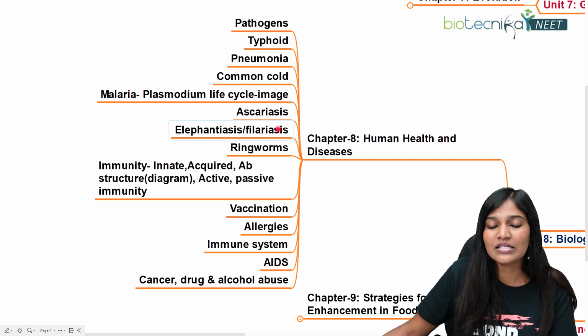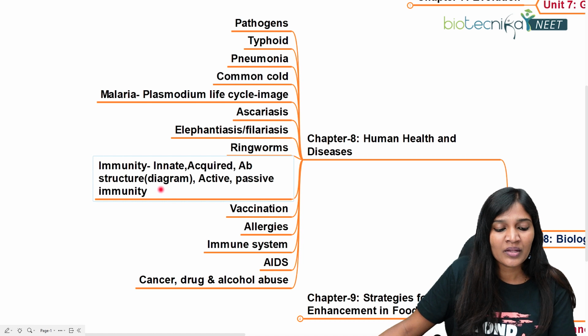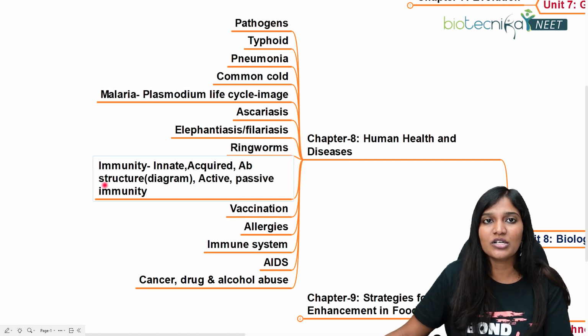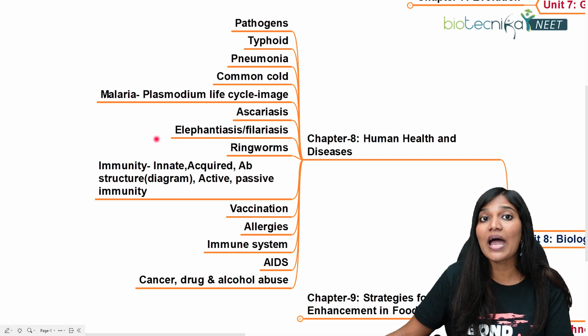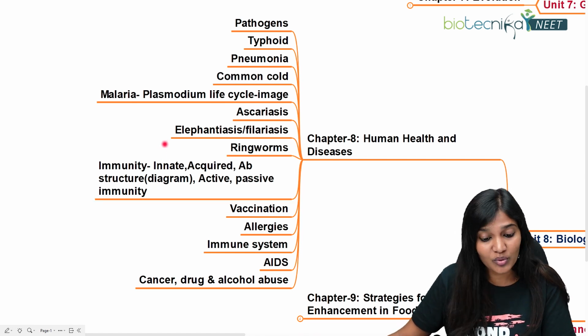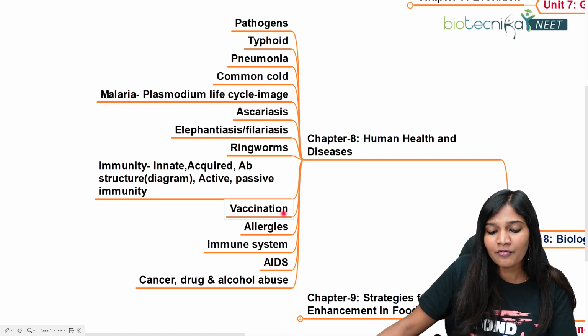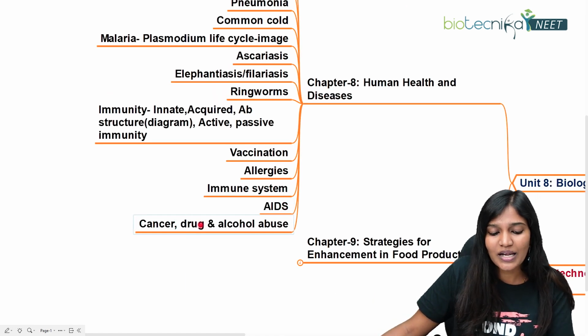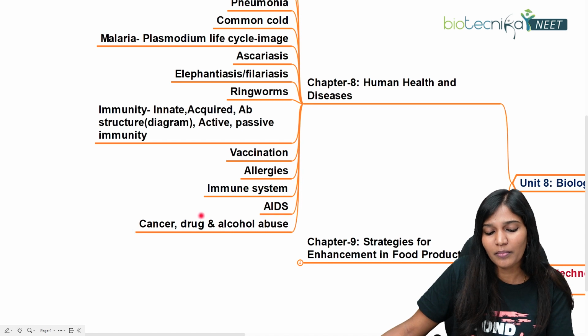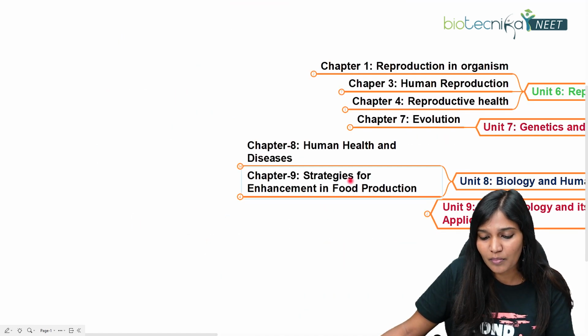How about ascariasis, filariasis, ringworms, and most important, immunity. What is innate immunity? What is acquired immunity? Active, passive immunity, and the antibody diagram is given in our book, which is very important. And vaccination, immune system, AIDS is very important, and then finally cancer, drug and alcohol abuse. We get a limited number of questions in drug and alcohol abuse. Rest of the things are important.